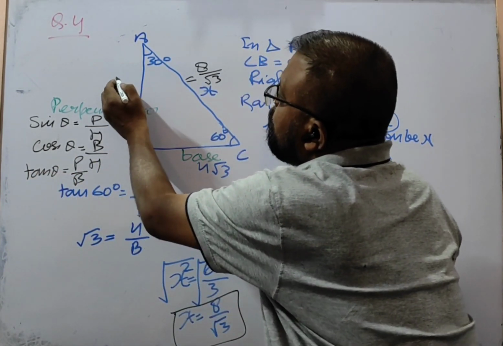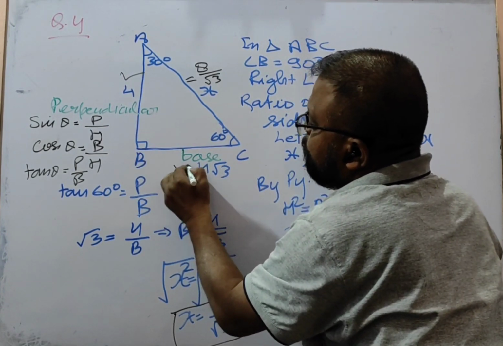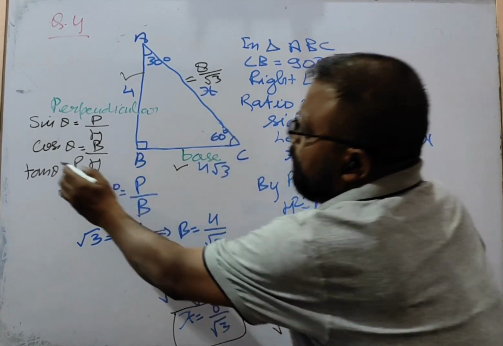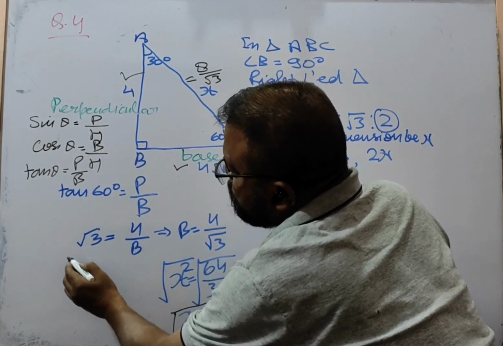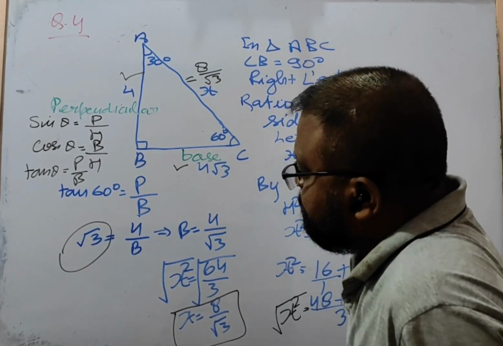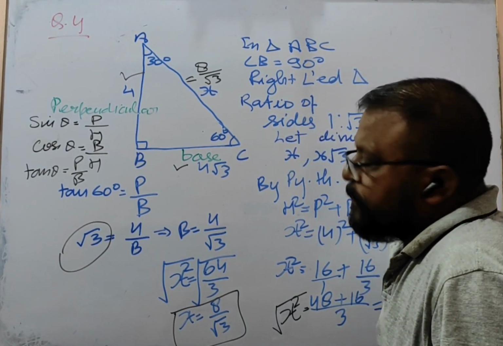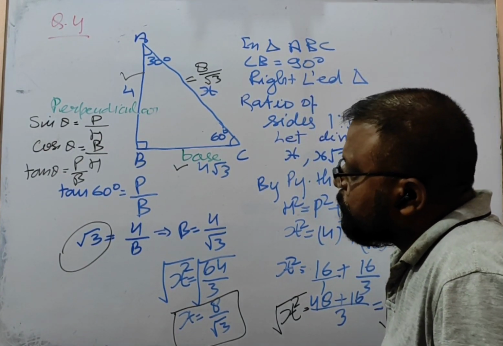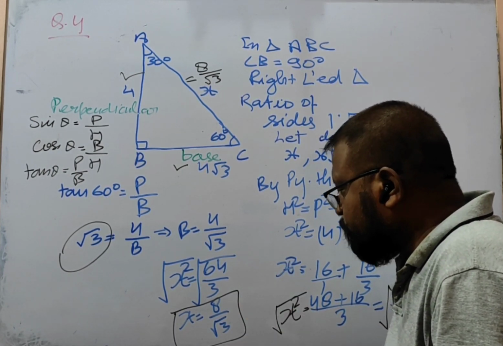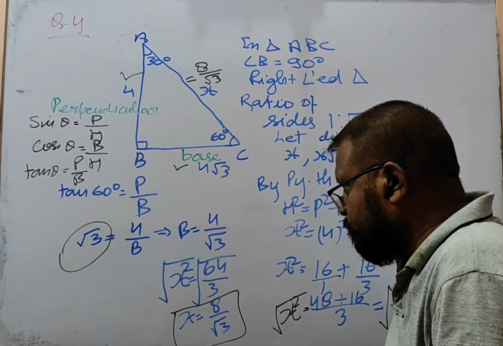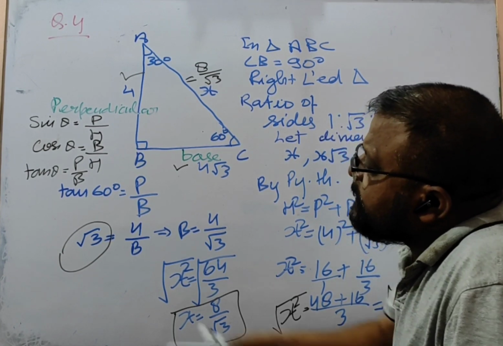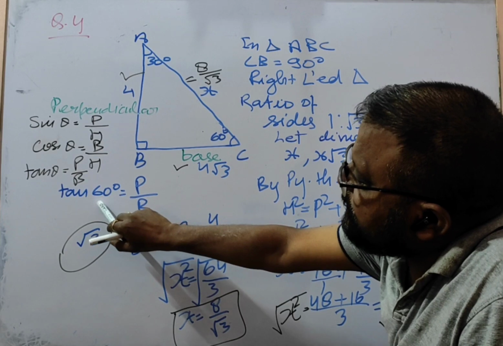Since here I know the perpendicular and I have to find the base, and the angle is 60 degree, I applied tan 60. Tan 60 value is root 3. This is well known to us, right? So by using this, we come to this: tan 60 degrees is equal to root 3.